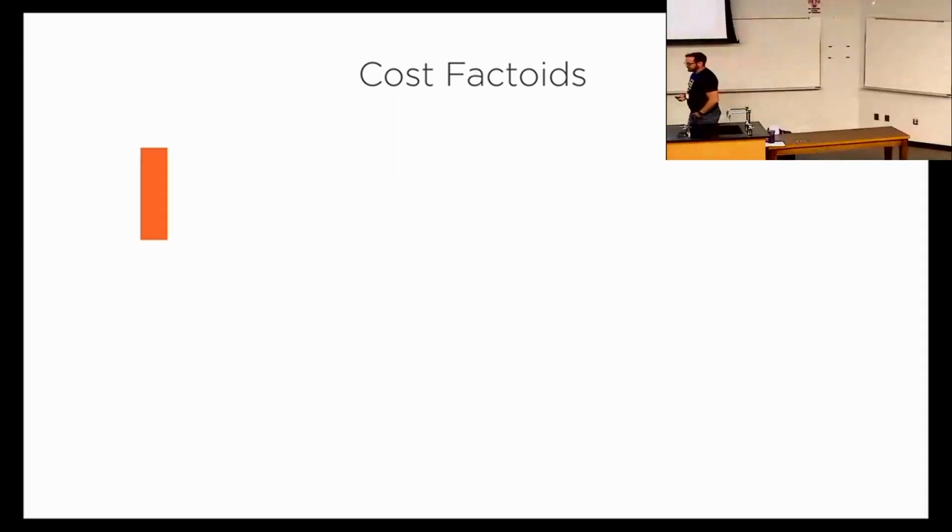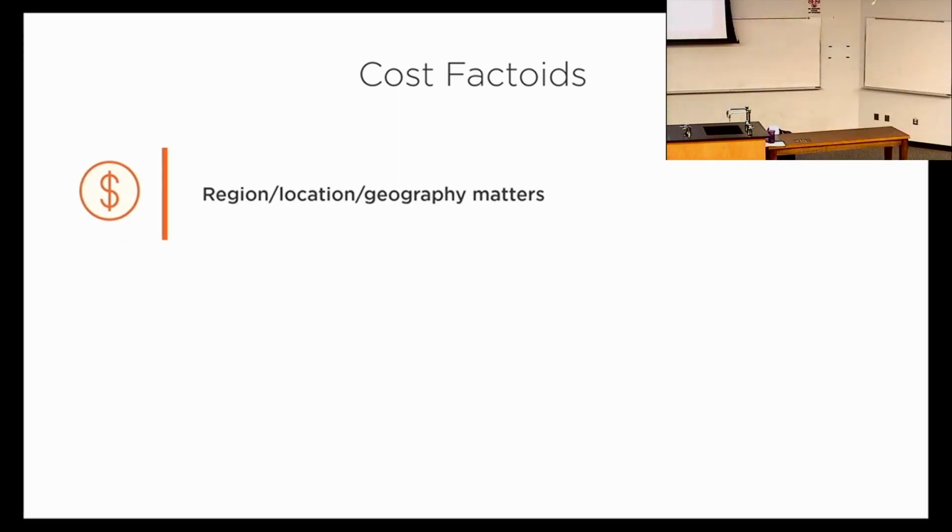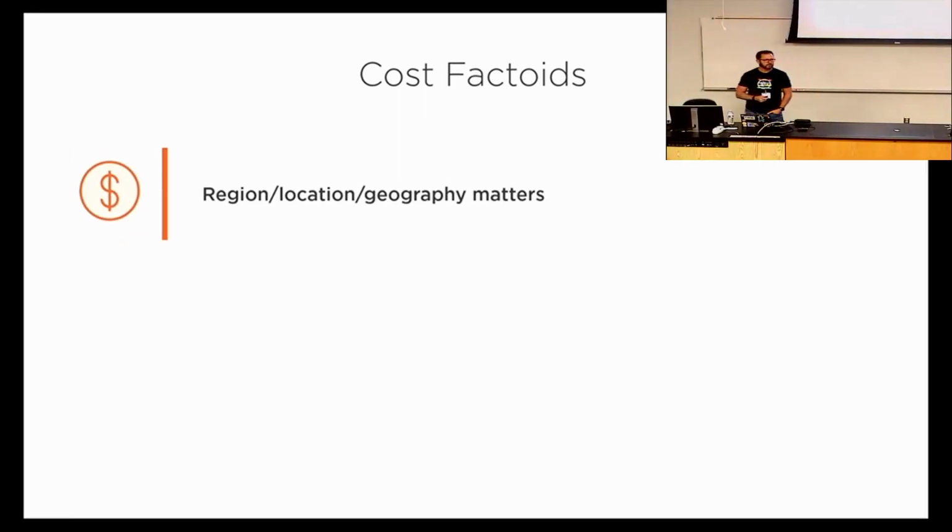Cost factoids. The region, location, and geography matters. Anybody know why? What's that? Availability. Yeah, the grid. What's interesting is a lot of it is just the cost of doing business in that region. That's why things are always scaling differently in different regions.